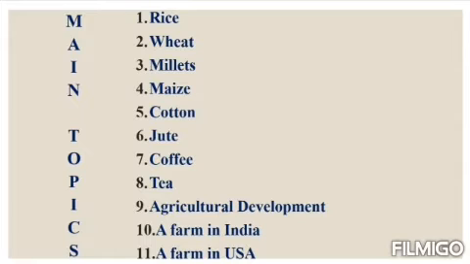In this class, we are discussing the following topics. The first topic is rice. The second one is wheat. The third one is millets. The fourth one is maize. These are the food crops. Then cotton and jute are cash crops, and coffee and tea are the plantation crops. And the next topic is agricultural development. And the next one is a farm in India and a farm in USA. So dear children, keep watching the video carefully.